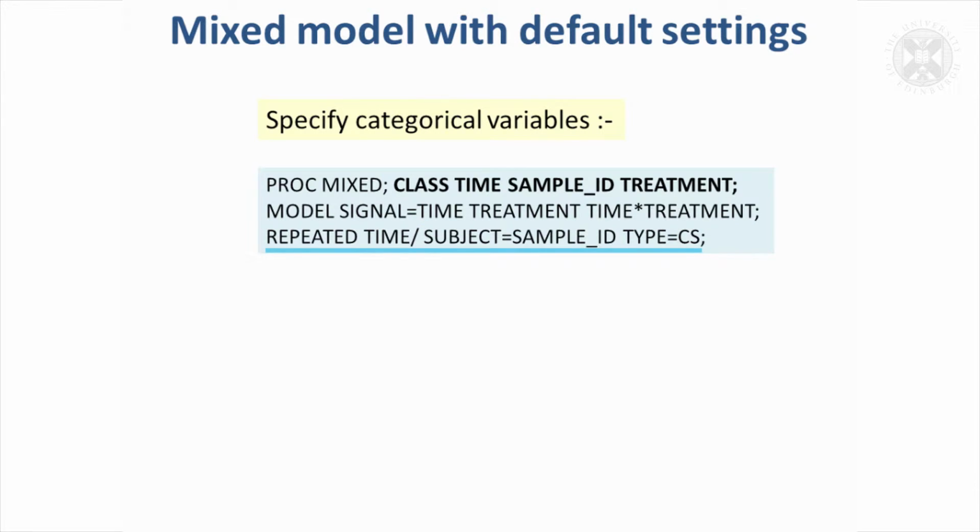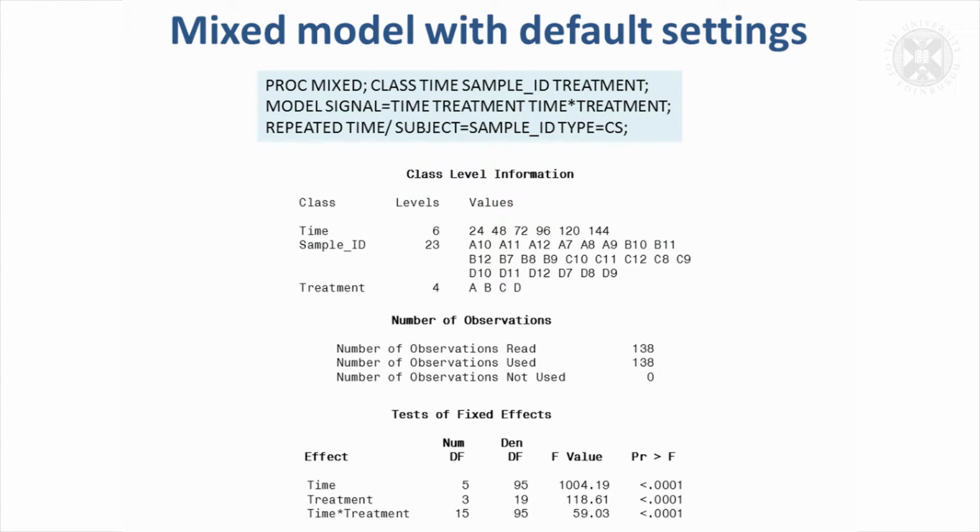This REPEATED statement simply gives us a structure for the repeated measurements. It says it's structured over the time effect. Observations are repeated within the sample ID, and this is the structure for their correlations, which here is just going to be a constant correlation. And you fit that model, and it gives you fairly standard output to start with.